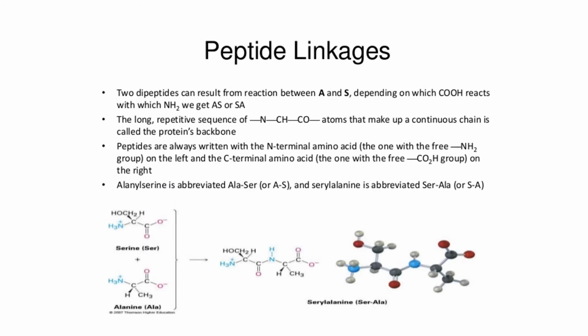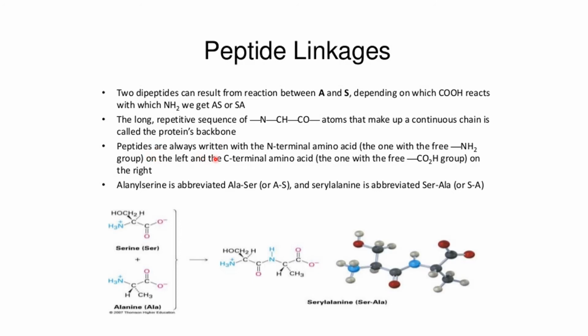Next, again the same peptide linkages. Two dipeptides can result from reaction between A and S. A is alanine, S is serine, depending on which carboxylic group reacts with which NH2. The long repetitive sequence of N, CH, C double bond O atoms that makes up a continuous chain is called the protein's backbone.